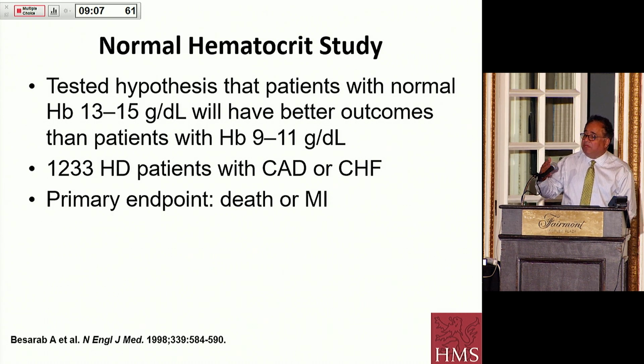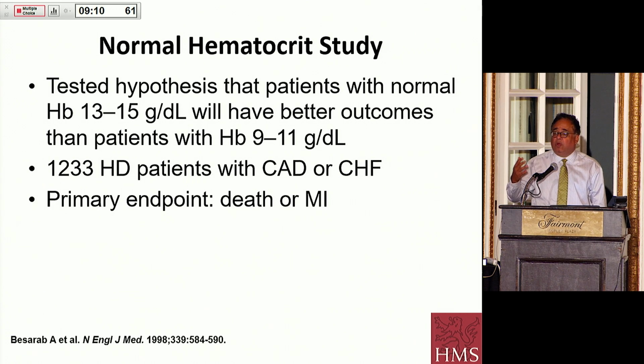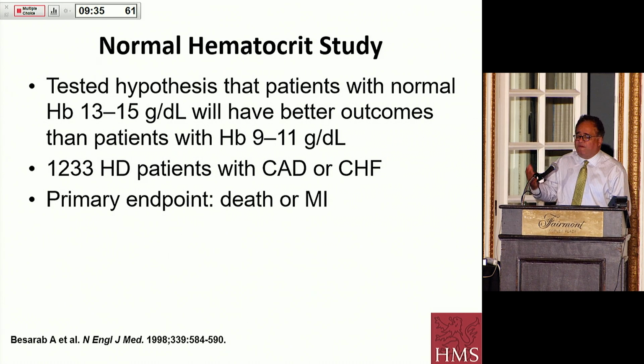So it seemed obvious that we would want to normalize. They tested this hypothesis in a randomized trial, 1,233 stable hemodialysis patients who had some history of cardiovascular disease, just like the people we take care of in dialysis. And the primary endpoint, the outcome they were looking for, was would normalization of hemoglobin reduce the risk of death or MI? And these are hard endpoints. Nobody's going to think you're going to fluff or fudge the death endpoint or an MI endpoint.